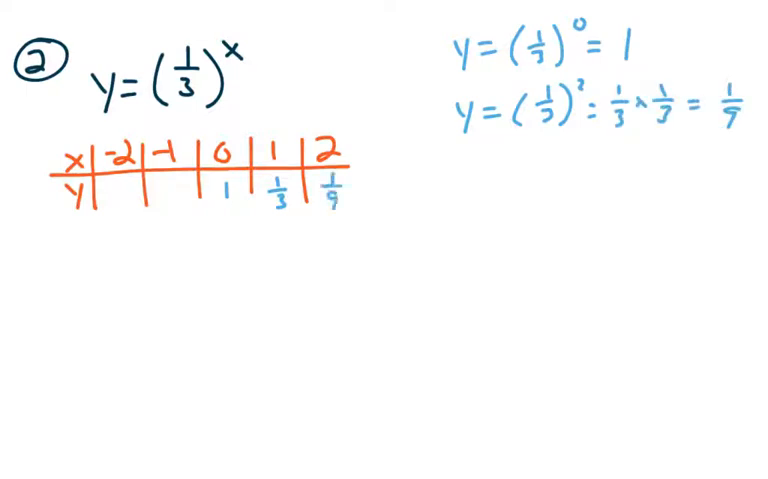So 1/9 there. As I go to the right, I'm either multiplying by 1/3 or, the same thing, dividing by 3. So if I'm going to go back to the left, I'm going to end up multiplying by 3. So 1 times 3 is going to give me 3, and 3 times 3 to go to -2 is going to give me 9.